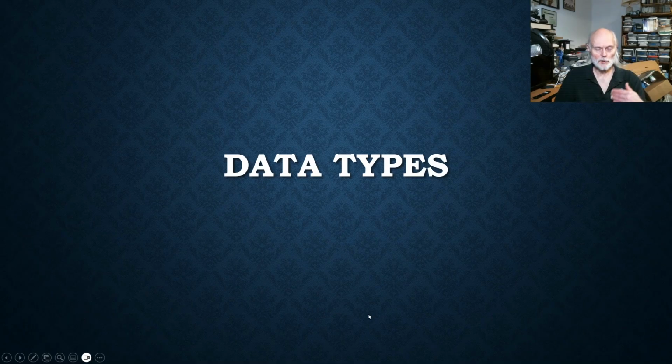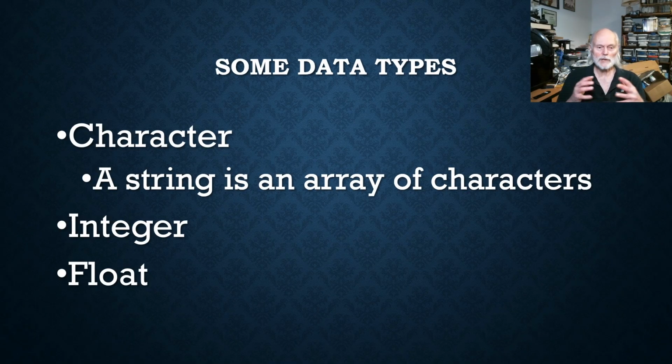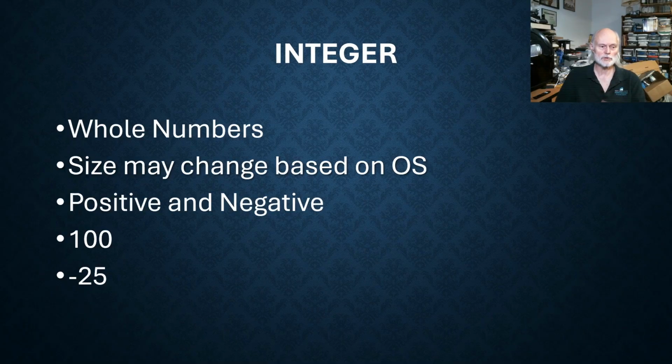When we're talking about programming, and especially C and C++, we have to talk about the kinds of information we can store, our data types. And we have characters. We can have strings, which are a group or an array of characters, integer values, and floating values for numbers. Whole numbers are integers.